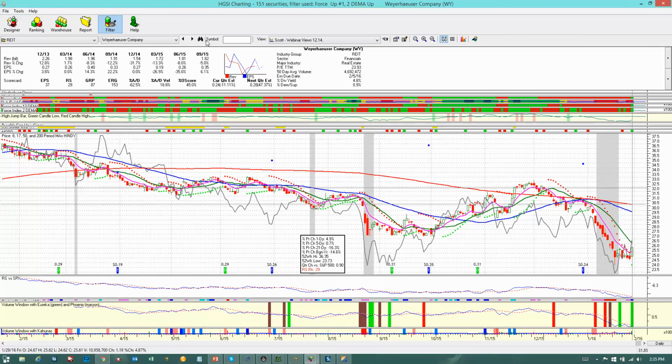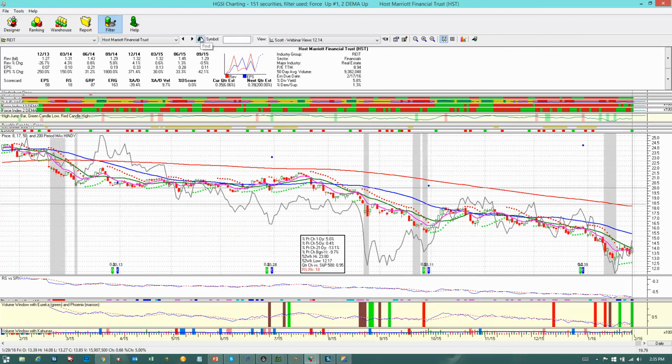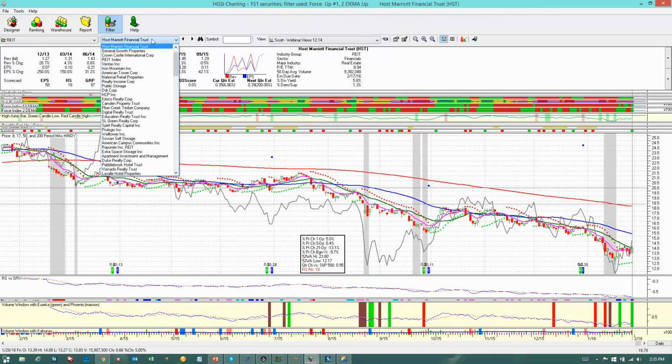Weyerhaeuser is a paper company that became a REIT. Not my favorite, pays 4.8%. Equinix, a nice, slow and steady rise. Mobile breakout squeeze. Kahuna pays a 2.2% dividend. Great earnings, very expensive stock, but safe. Has been safe.